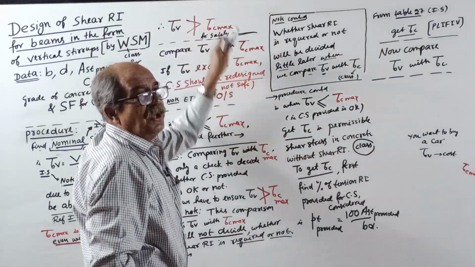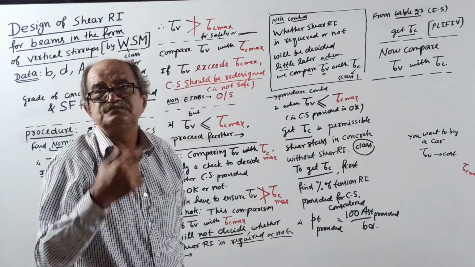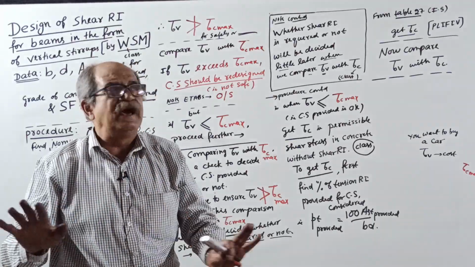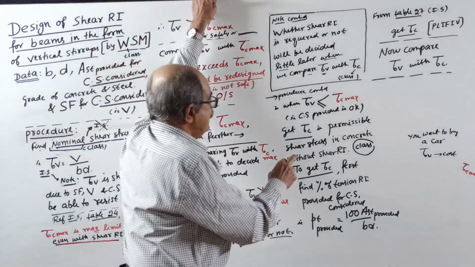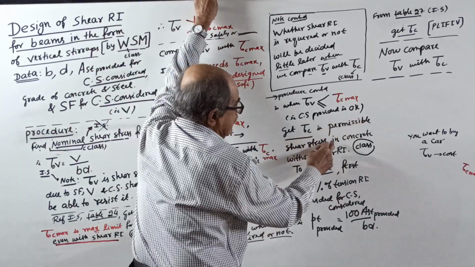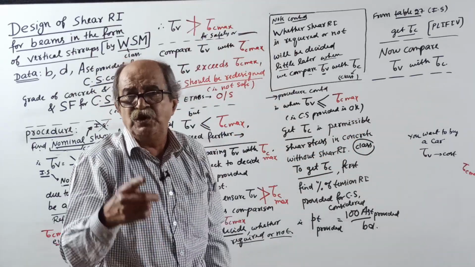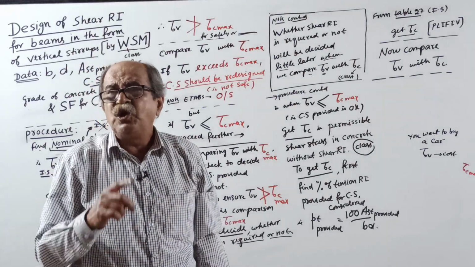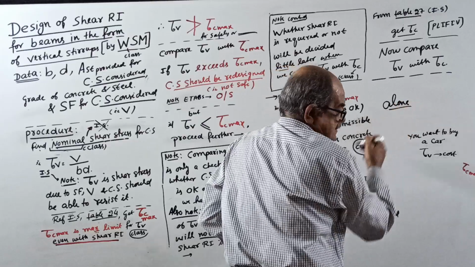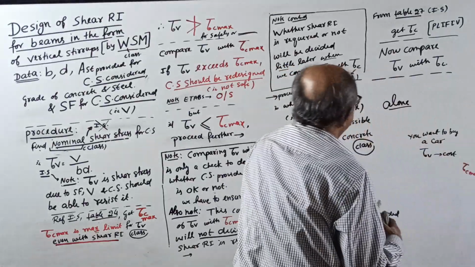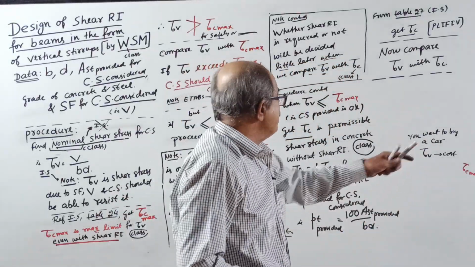Now, get tau c. What is tau c? Permissible shear stress in concrete without shear reinforcement. No shear reinforcement, only concrete. You should write here: tau c is the permissible shear stress in concrete without shear reinforcement. That is, you should write how much shear stress concrete alone can resist without any help from shear reinforcement.